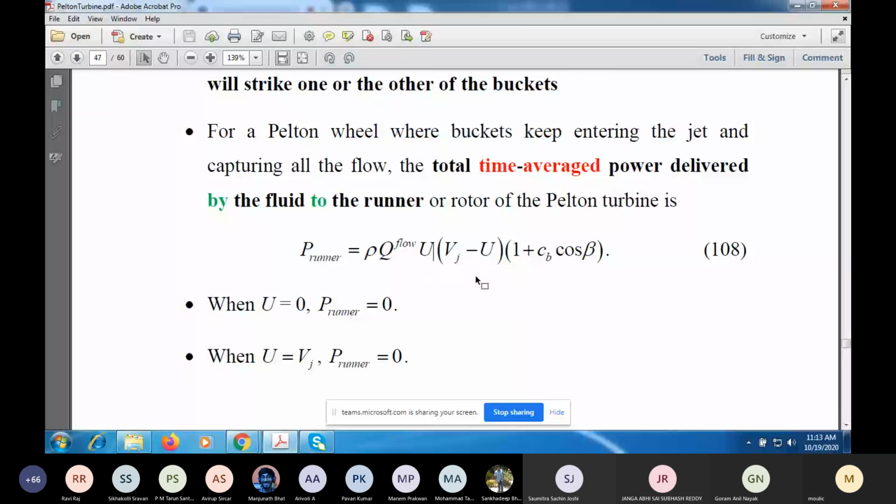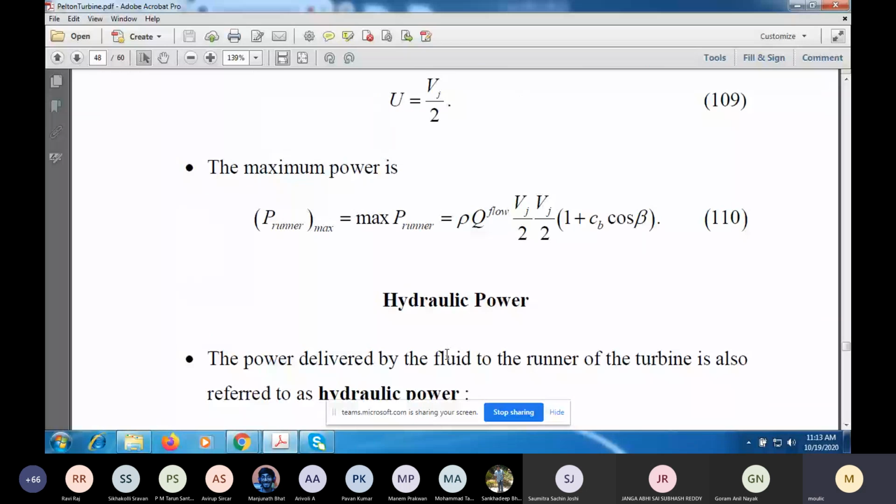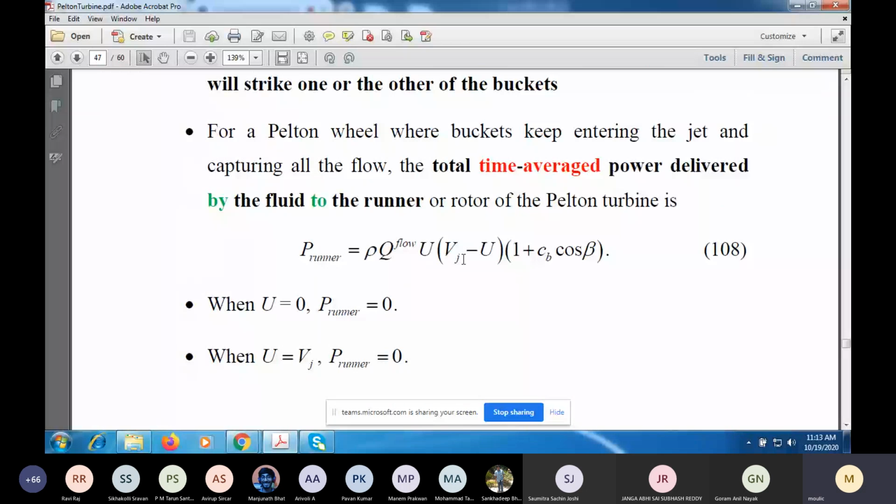Now the power which is delivered by the fluid to the runner is also called hydraulic power. The fluid, of course, is in this case a liquid, which is water. So that's why we call it hydraulic. These are terms introduced by hydraulic engineers. Some authors may talk about the power developed by the runner or the rotor, some authors will talk about hydraulic power. They mean the same thing. So the hydraulic power is given by the same expression that we have written here. I have simply rewritten it here.